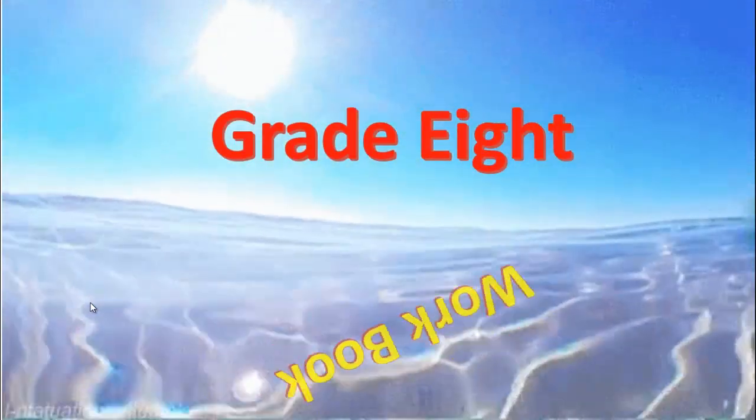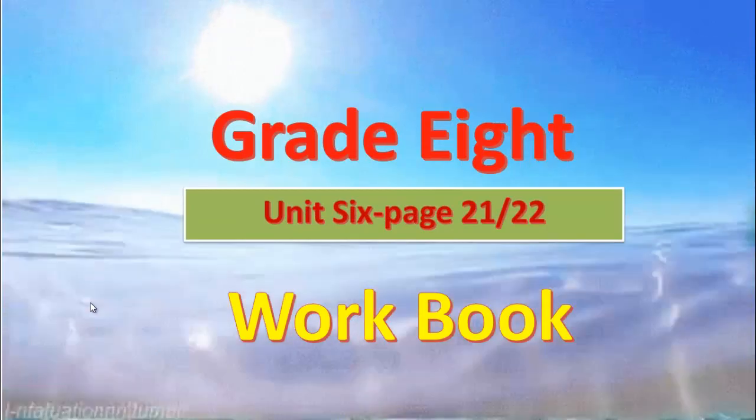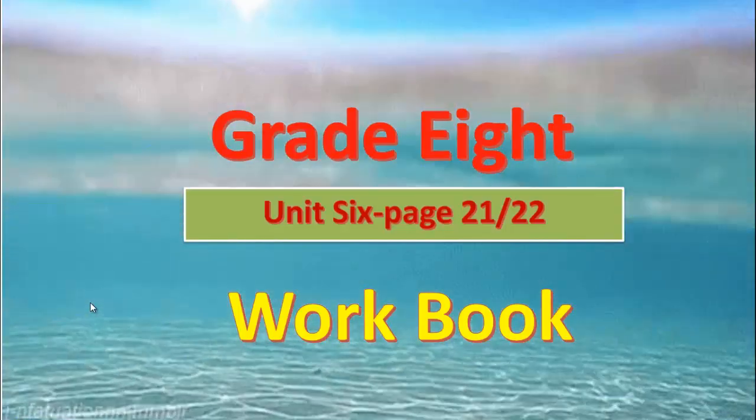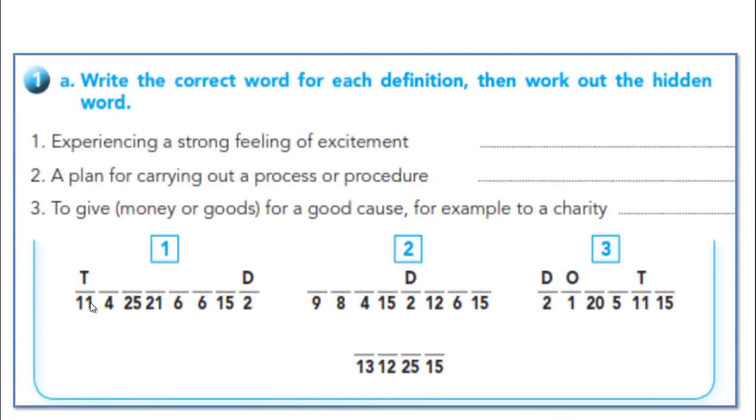Now let's move together. We are going to go to the workbook, page 21 and 22. The first exercise that we have here: the first one, experiencing a strong feeling of excitement. What does this mean? The second one, a plan for carrying out a process or procedure. Third one, to give money or goods for a good cause, for example, to a charity. Let's take them one by one.